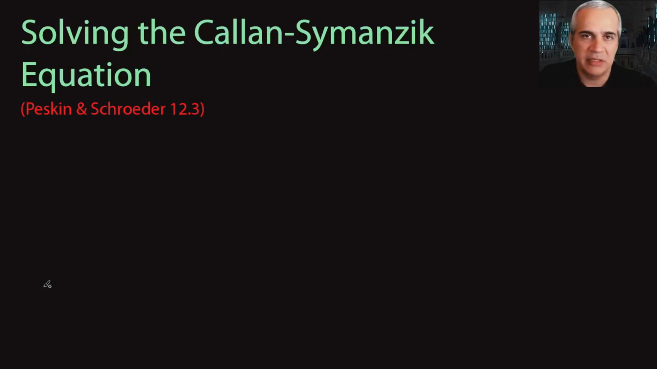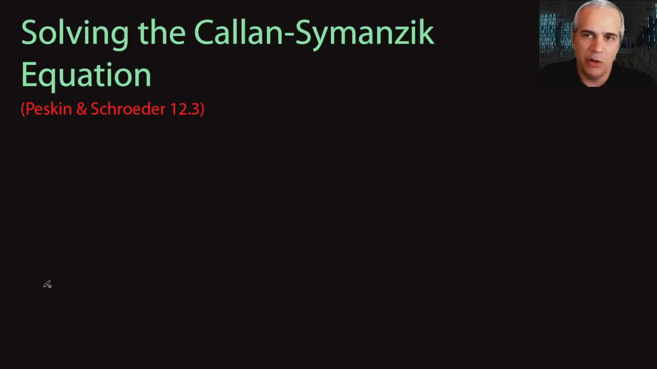Welcome back. Today we continue with our work on the Callan-Symanzik equation. Last video we obtained the beta and the gamma function for a number of theories, especially lambda phi 4 and QED, our two favorite ones. And today we move towards getting an explicit solution to the Callan-Symanzik equation.